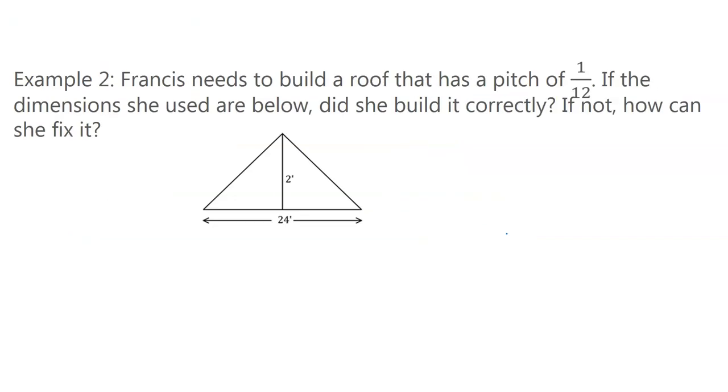Example 2. Francis needs to build a roof that has a pitch of 1 over 12. Or a slope of 1 over 12. If the dimensions she used are below, did she build it correctly? And if not, how can she fix it?